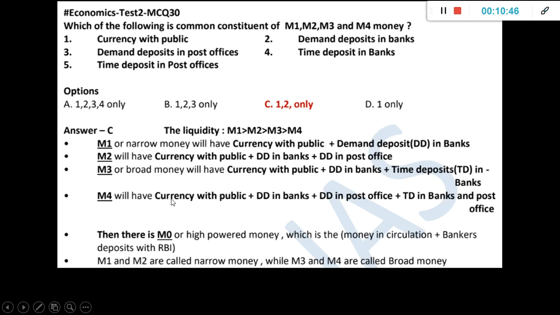The last one, M4, is currency with public, demand deposit in bank, demand deposit in post office. That is M2 itself, plus time deposit in banks and post office, meaning everything is there now. Demand deposit in both places, time deposit in both places. So everything is M4. That is why these are broad money. I hope it's clear. This is the easiest way I could explain it. I hope M0, M1, M2, M3, M4, everything is clear now.